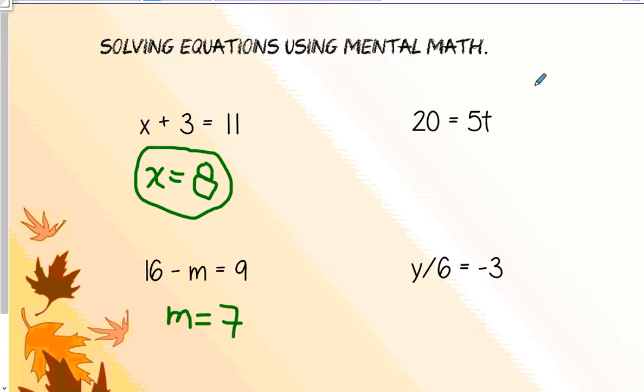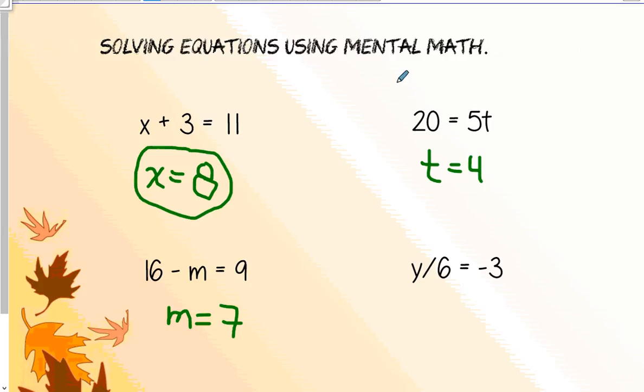This one, if you notice, my variable is now on the right side. Don't freak out about that. It still means the same thing, whether the variable is on the left or on the right. So we're going to say 20 equals 5 times what number? Anytime you see a coefficient and a variable next to each other in a term like this, it just means multiplication. So 5 times what number equals 20? Well, t is going to equal 4.